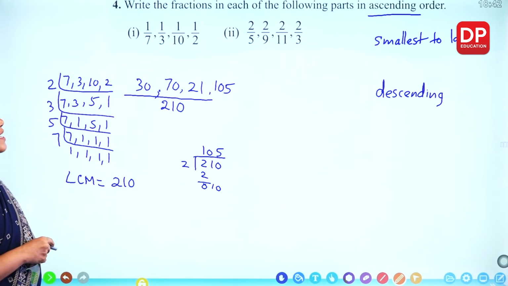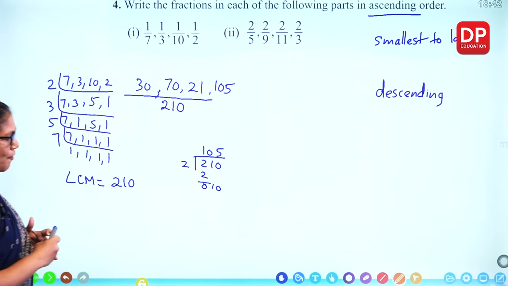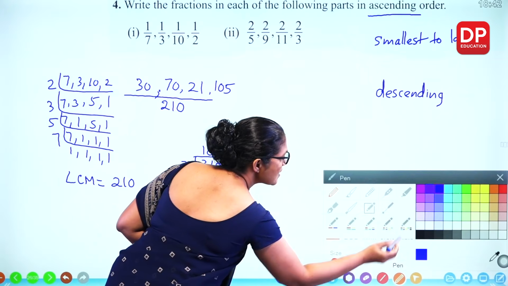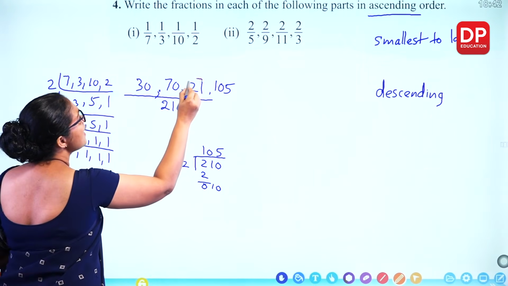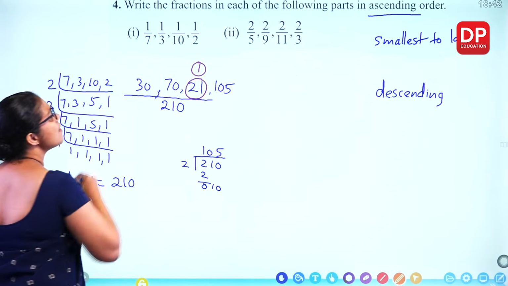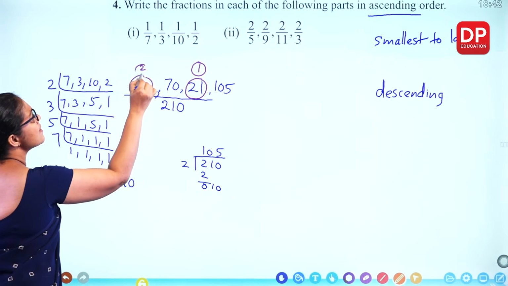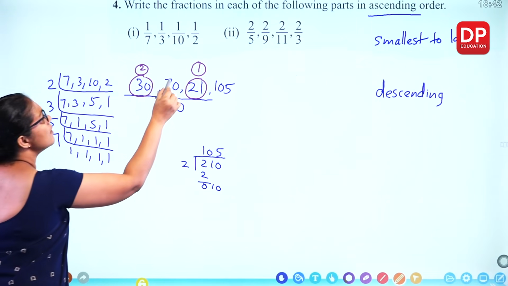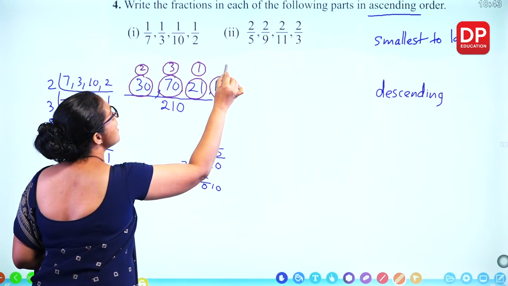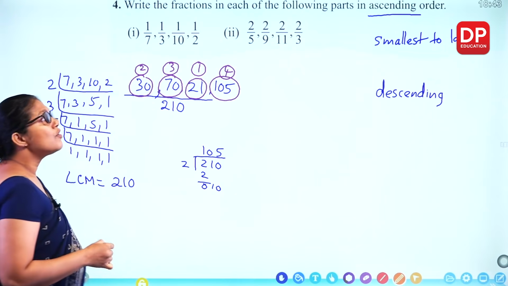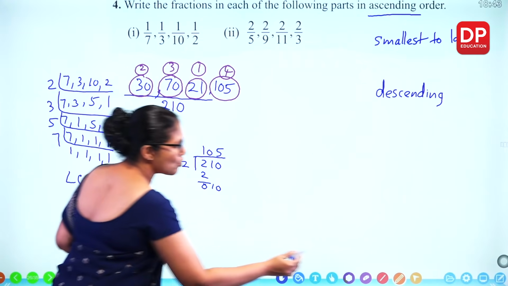So here this becomes 105. So now which one is the smallest? Ascending order means first you have to find the lowest value. So in this case, what's the lowest one? Out of these numerators, I can see this one is the first one. What's the second one? 30 is the second one. What's the third one? This one is the third highest, and this is the largest value. So here you need to write the answer using these fractions given. So what's the order?